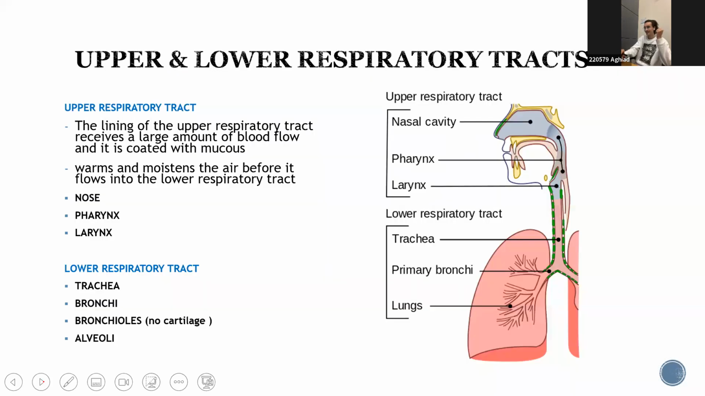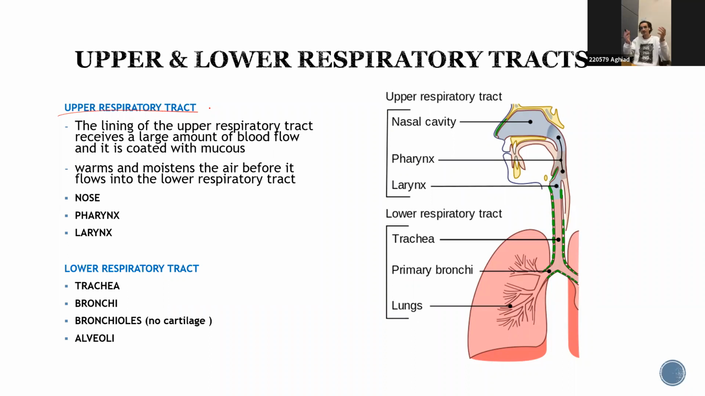Very clear. Again, the respiratory system is divided into two: upper and lower respiratory tract. The lining of the upper respiratory tract receives a large amount of blood flow and is coated with mucus. That is for certain functions, including warming and moistening the air before it flows into the lower respiratory tract. You don't want very cold air. I've wondered how when you go outside it's very cold, but you can still manage to receive that air and it doesn't really feel cold inside, because it warms it up.